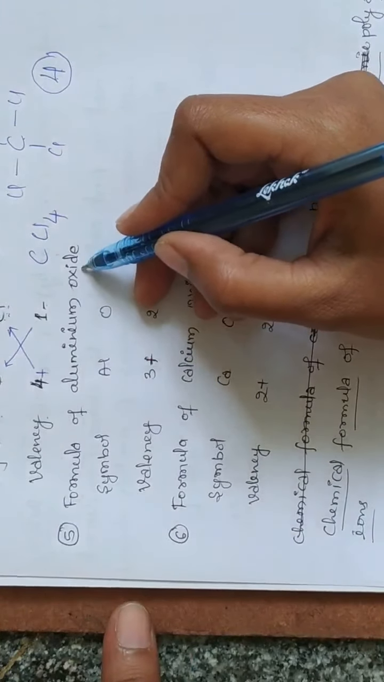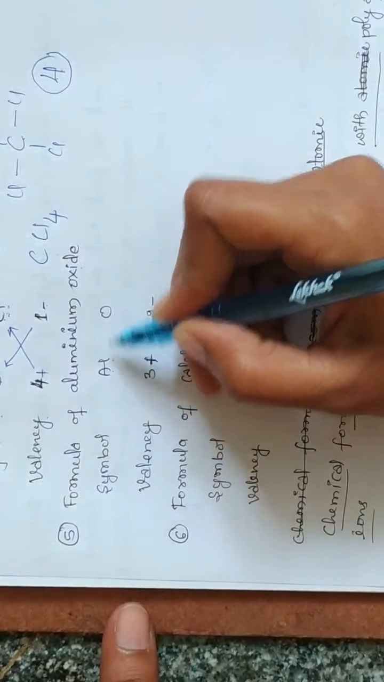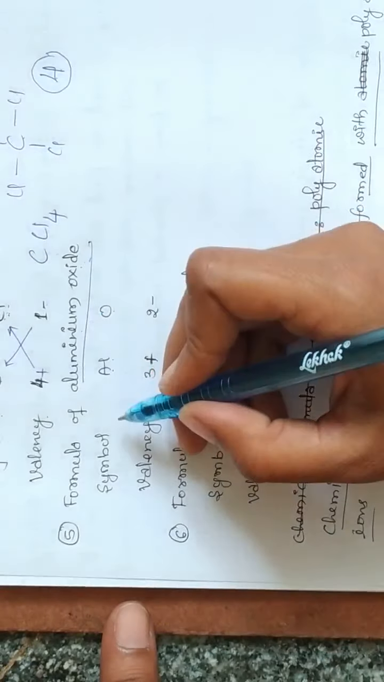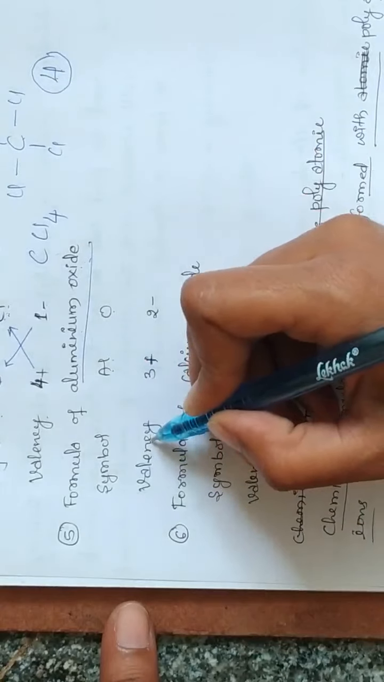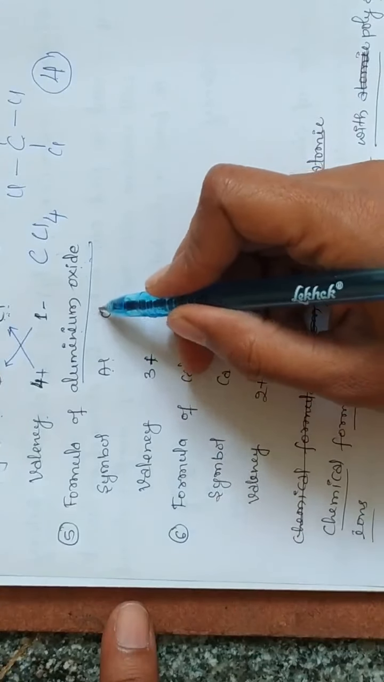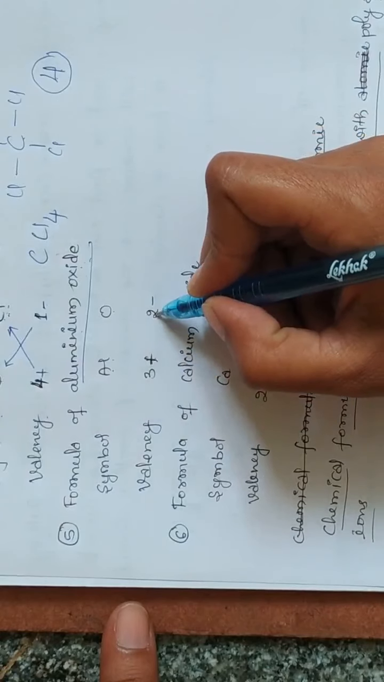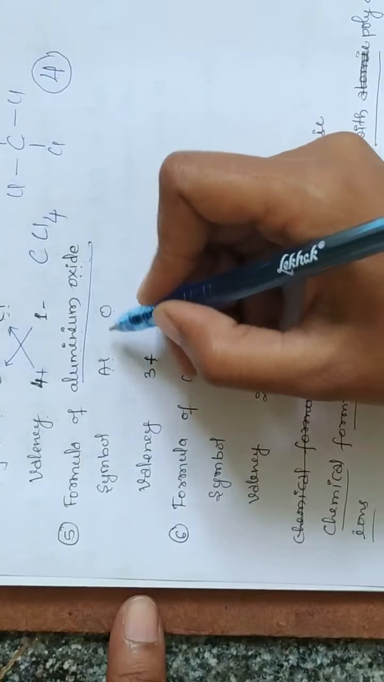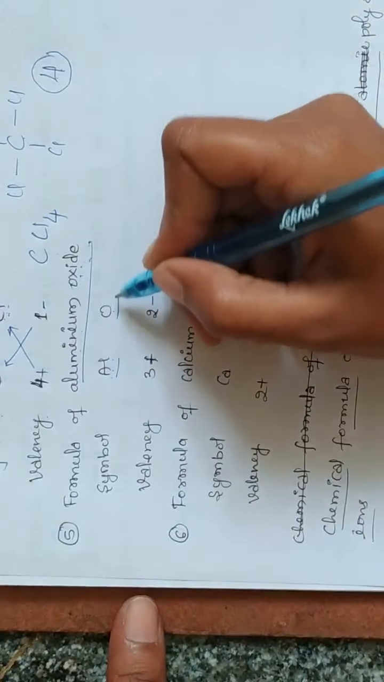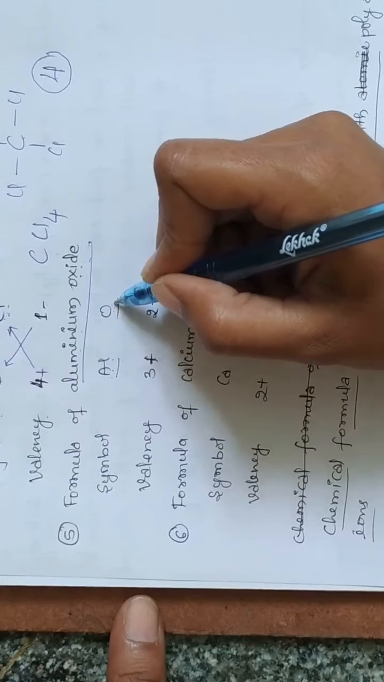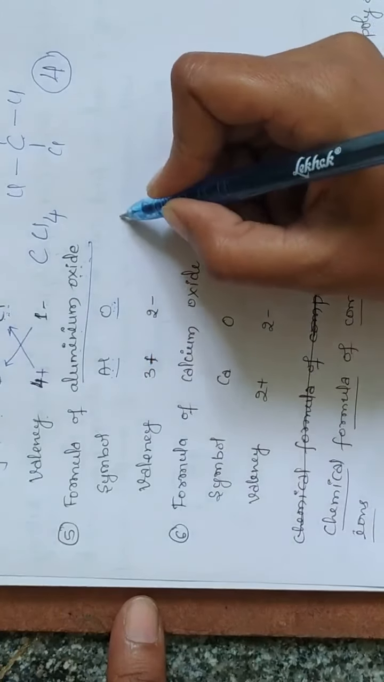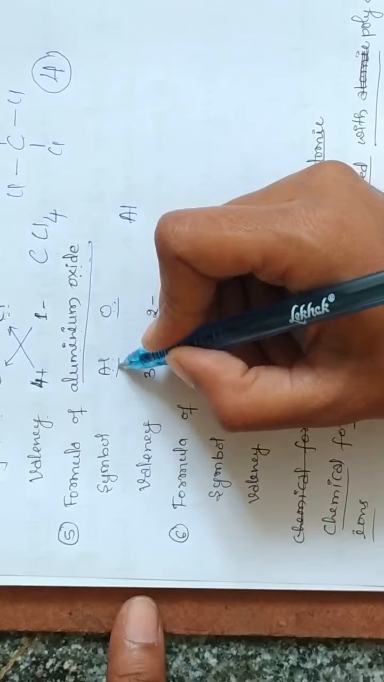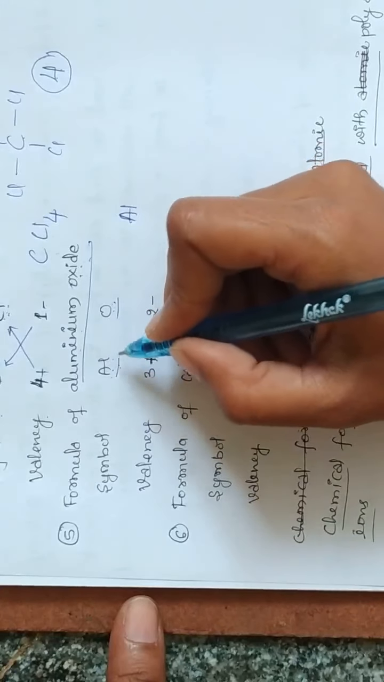Aluminium oxide. Formula of aluminium oxide. The symbol of aluminium is Al and that of oxygen is O. Oxygen combines with aluminium to form aluminium oxide. The valency or charge on aluminium is +3 and the charge on oxygen is -2. Aluminium oxide is made up of a metal and a non-metal. Aluminium is a metal and oxygen is a non-metal. So first we have to mention aluminium while writing the chemical formula, because according to the second rule we have to mention the metal first and next the non-metal.